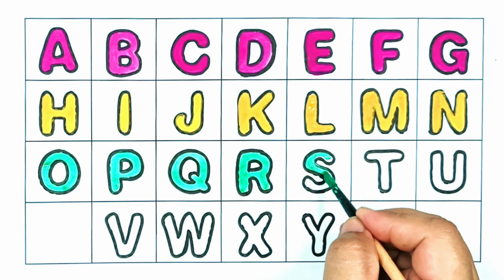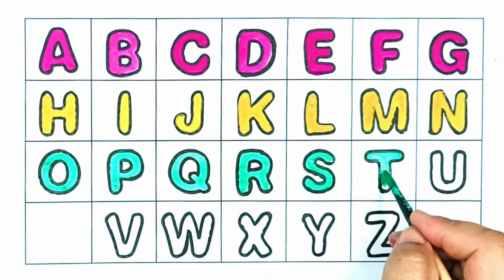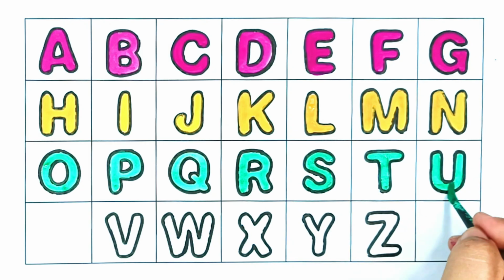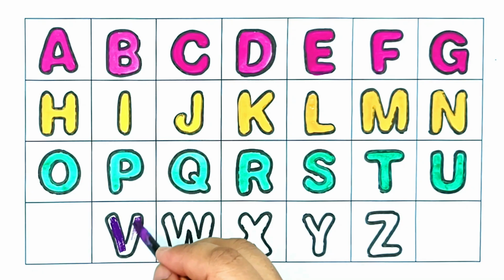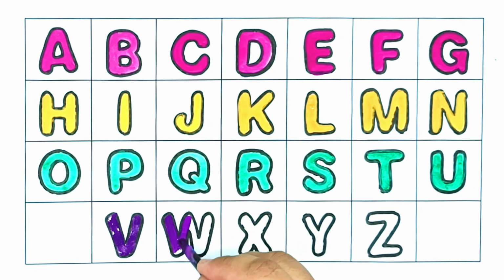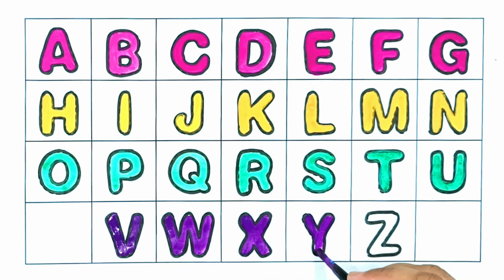S for star. S for star. T for train. T for train. U for umbrella. U for umbrella. V for van. V for van. W for watch. W for watch. X for xylophone. X for xylophone. Y for yacht. Y for yacht. Z for zebra. Z for zebra.